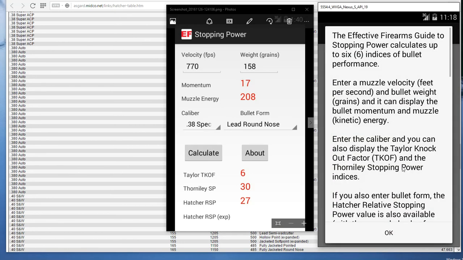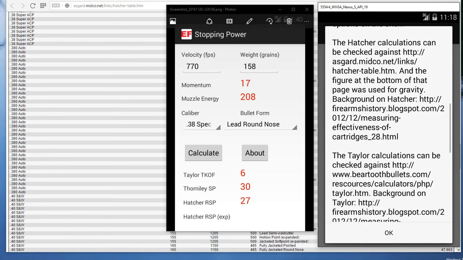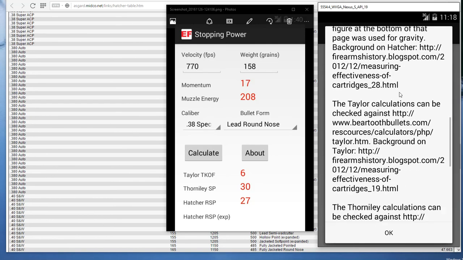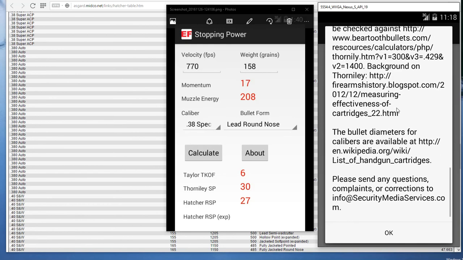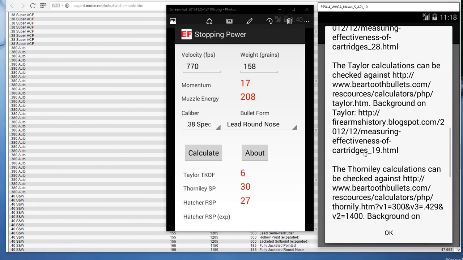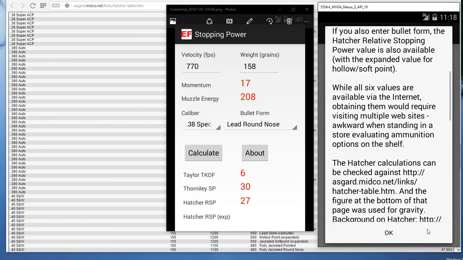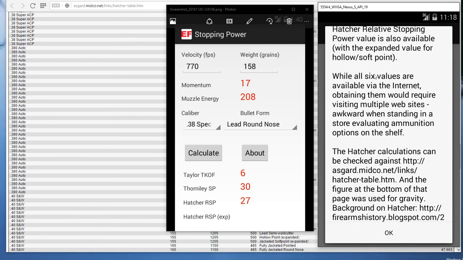Note when you have the app, all the reference links are included there on the app, so you can always check your calculations if you're at home. And note the paragraph here where it basically notes that all the values are available via the internet, although I have not found a Hatcher calculator yet. But obtaining them would require visiting multiple websites. There's no one site providing all the values. That can be awkward when standing in the store evaluating ammunition options on the shelf.